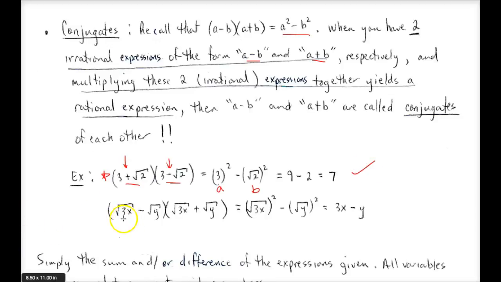In the next example, a here is considered to be square root of 3x, and our b is considered to be square root of y. And so, of course, whenever we work that all out, this ends up being 3x minus y here. And of course, if we were doing this and didn't know what x actually was, we would probably put the absolute value signs on the x part.